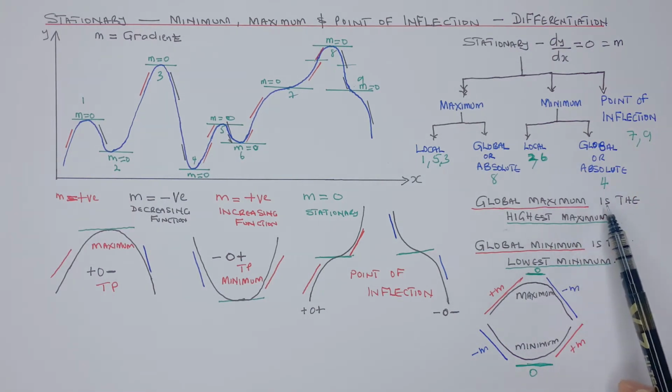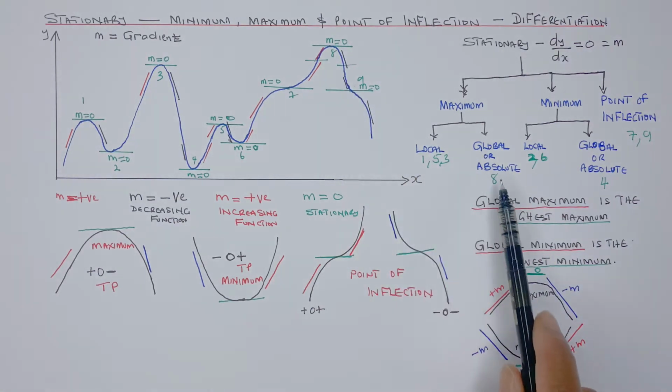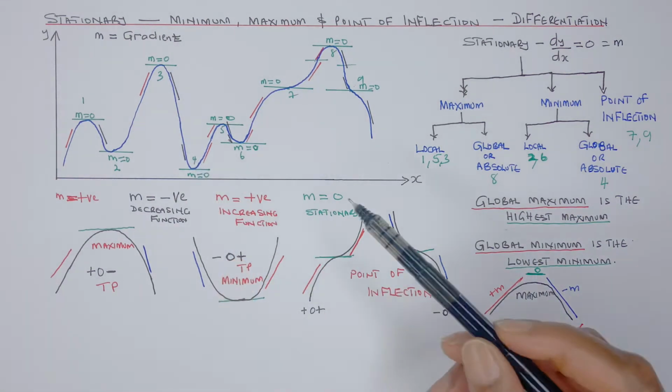The global maximum is the highest maximum, which is 8. The global minimum is the lowest minimum, which is 4. The rest are just local.